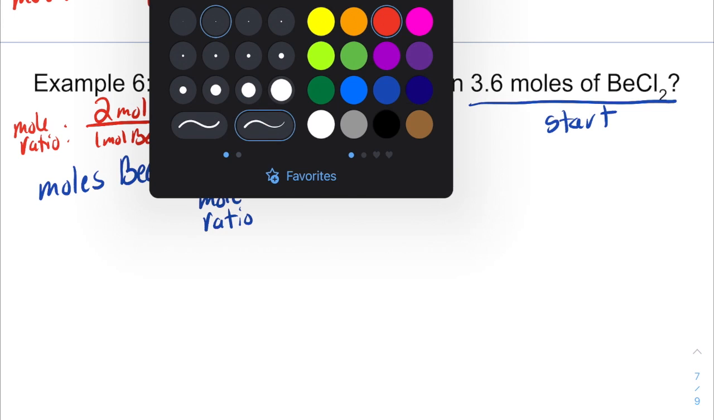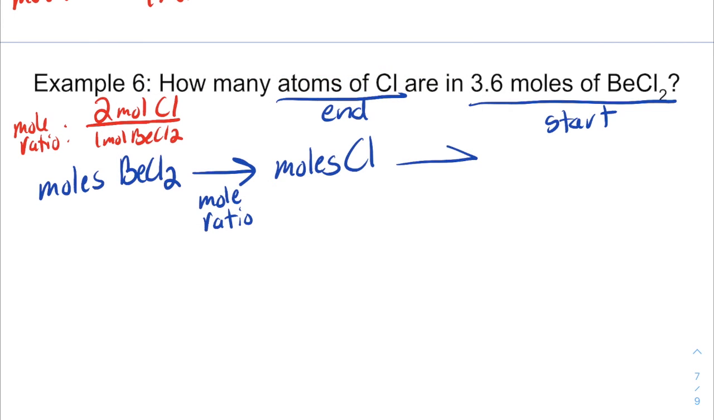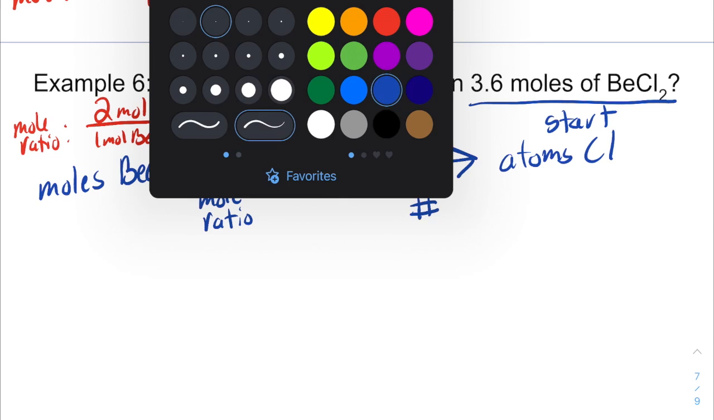Then we need to go from moles of Cl to atoms of Cl. How can we go from moles of something to atoms of that same thing? We can use Avogadro's number here. So we can use our 6.022 times 10 to the 23rd atoms in 1 mole. Now that we know the path and the conversion factors that we are going to use, we can start our setup.